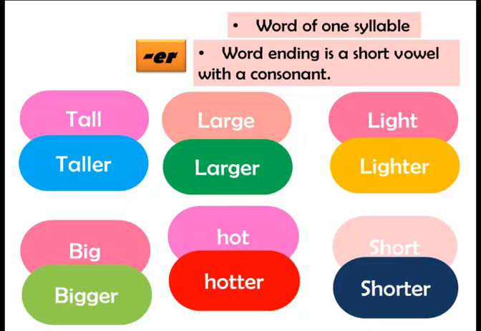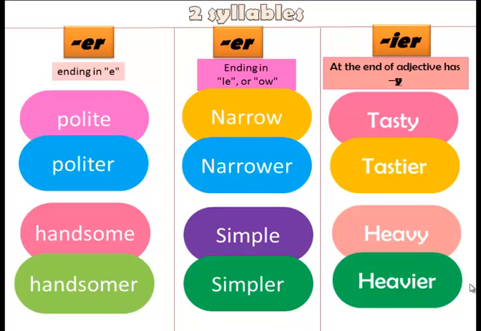Let me show you also when we can add ER. We can add ER also for two syllables, but there's a condition for it. If the word ends with E, what will you do? You will only add R, like polite, politer, handsome, handsomer. So if it's two syllables and at the end of the word there's E, you will only add R. For the second one, ending in LE or OW, for example, narrow, narrower, simple, simpler. And as we mentioned, if it ends with E and has two syllables, we only add R.